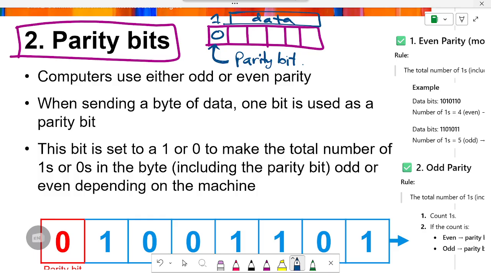Let's say I'm sending the data 10110. 10110 is my data. Right? Now we have 2 ideas. One is called even parity. And in our culture, mostly it's the even parity. The other one is we have odd parity.